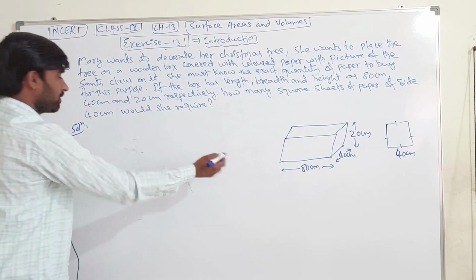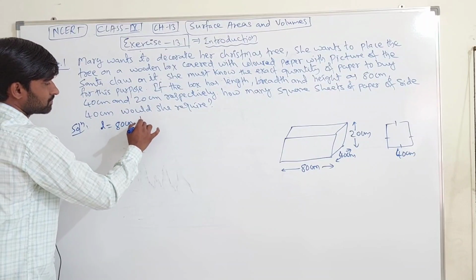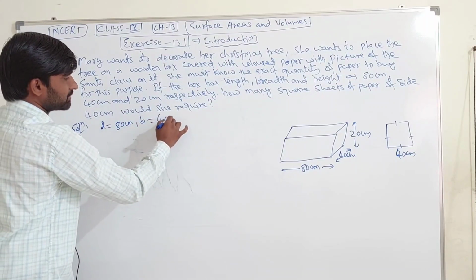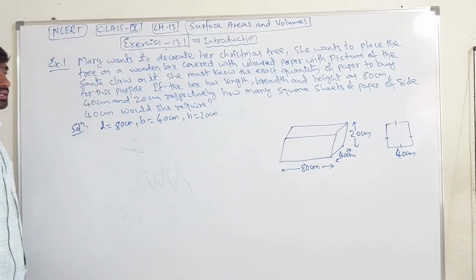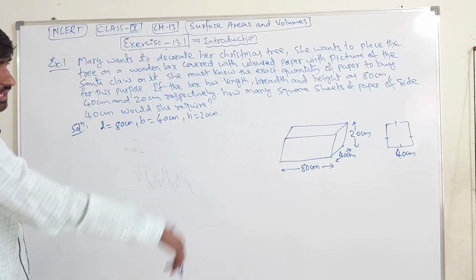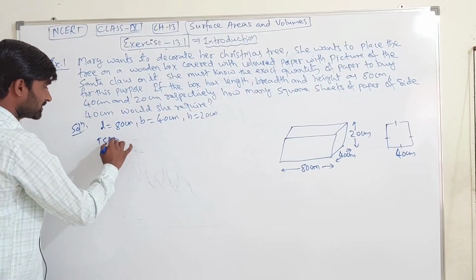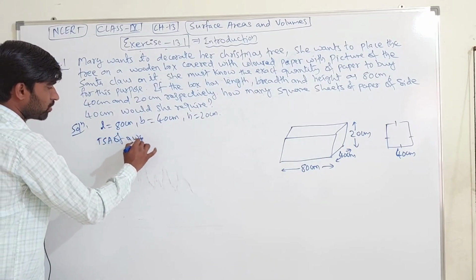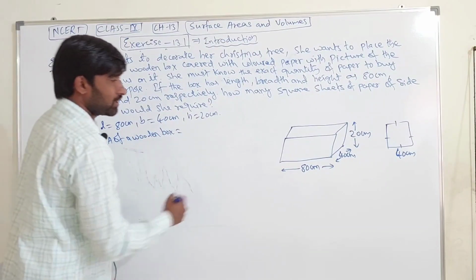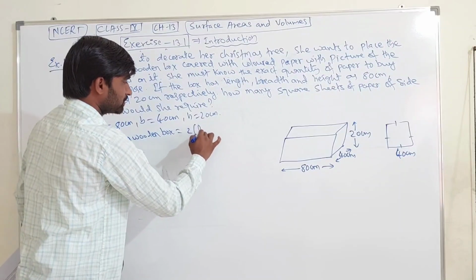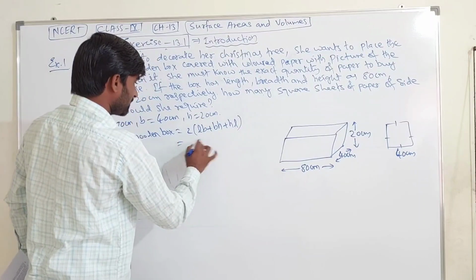Okay, so here is what is given, that we will write. The length is 80 centimeter, the breadth is 40 centimeter and the height is 20 centimeter. Now we have to find the total surface area of a cuboid, that is, the wooden box. The total surface area of a cuboid, the formula is 2 times (length times breadth plus breadth times height plus height times length). So let us apply the values.